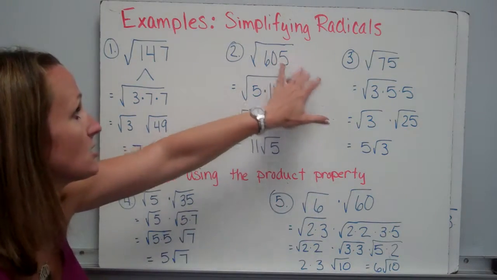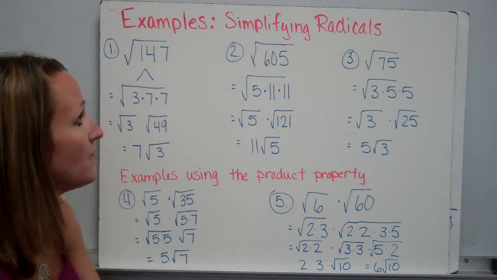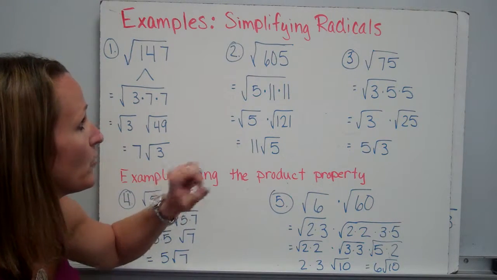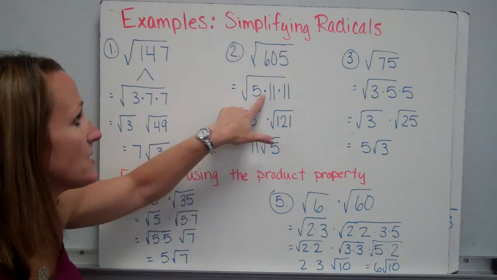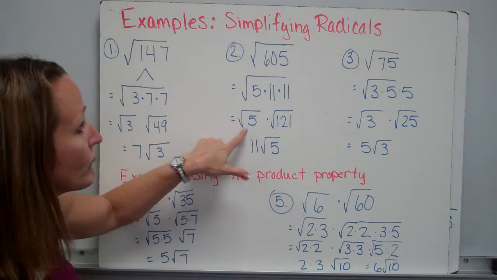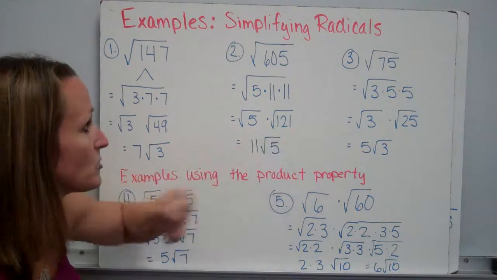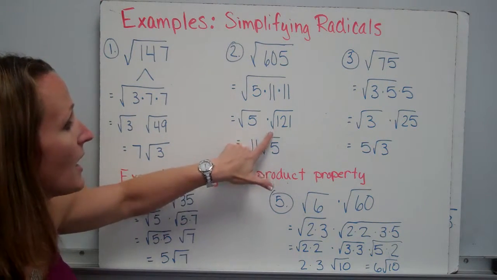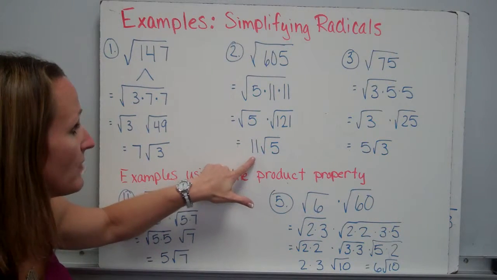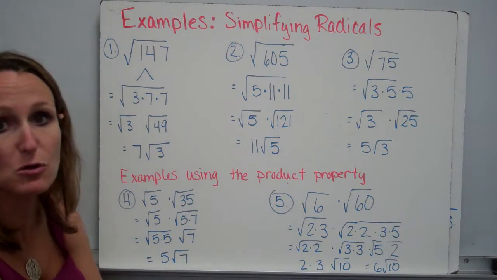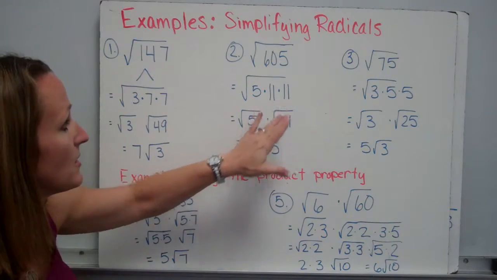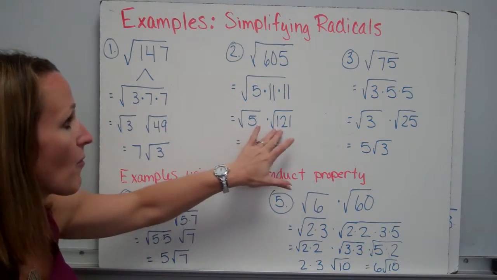Let's look at the next one, 605. Well, 605 is 5 times 121, so I broke it down. 5 times 11 times 11. Square root of 5 times the square root of 121. I dropped my radical, and I now have 11 times the square root of 5. If you don't need to show this step, that's fine. You can go straight here.